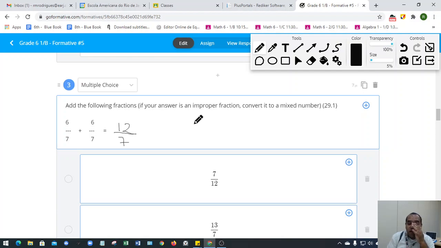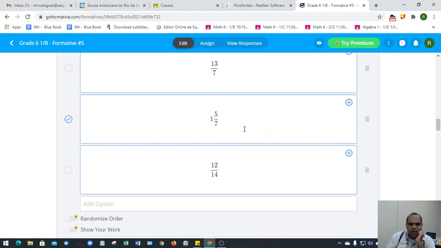Right now, I need my mixed number. Let's do it again with the division chart. 12 and 7, and you divide it. How many times does 7 go into 1? 0. How many times does 7 go into 12? 1 time. Just 1 time. Minus 7. 12 minus 7 is 5. Here's my whole number, my numerator, my denominator. And here is 1 and 5/7. Great. Let's check if we have this one, 1 and 5/7. Let's check it out. And here, 1 and 5/7.